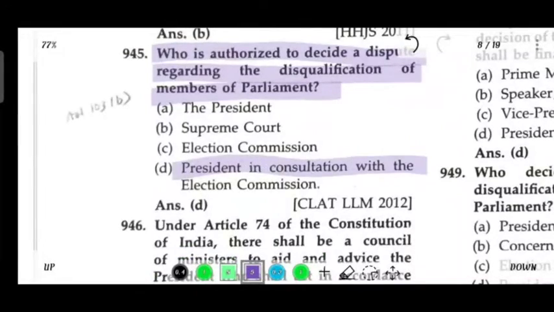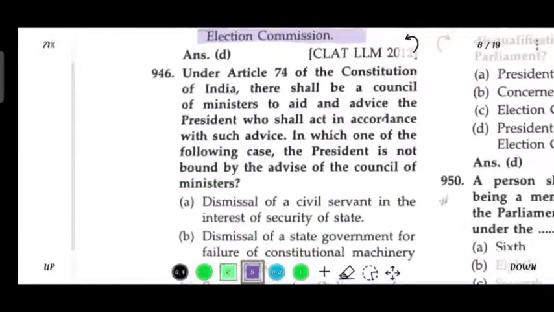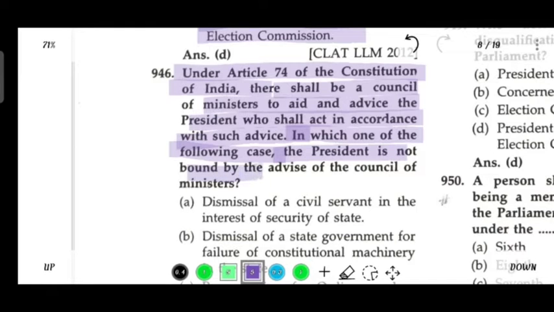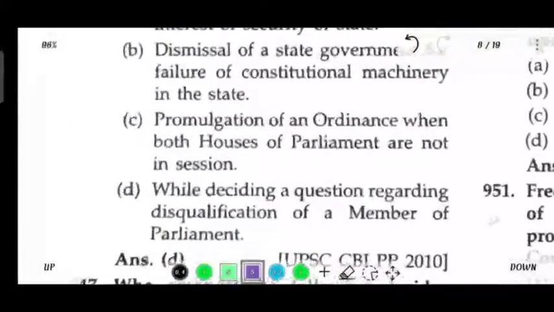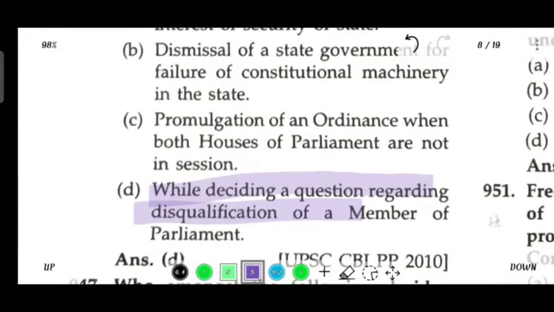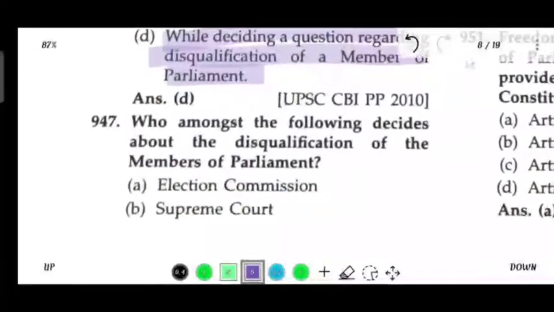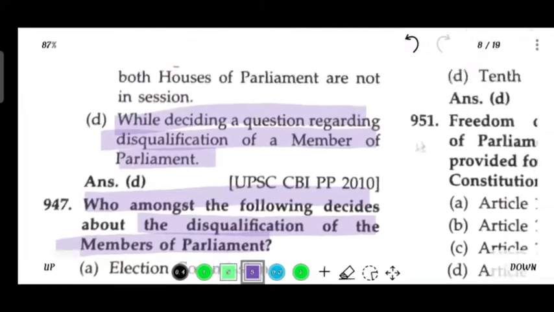President in consultation with the Election Commission. Under Article 74 of the Constitution of India, there shall be a Council of Ministers to aid and advise the President, who shall act in accordance with the advice. In which one of the following cases is the President not bound by the advice of the Council of Ministers while deciding the question regarding disqualification of a member of the Parliament? Who among the following decides the disqualification of a member of the Parliament?